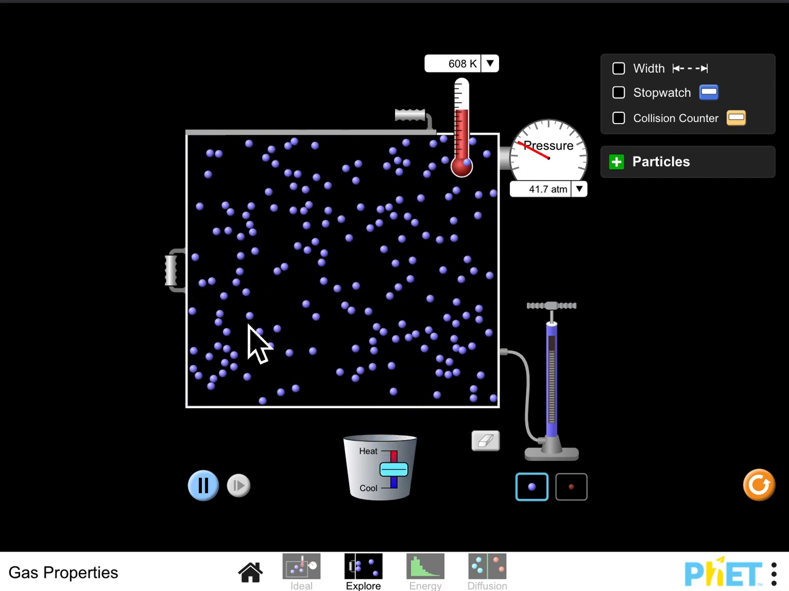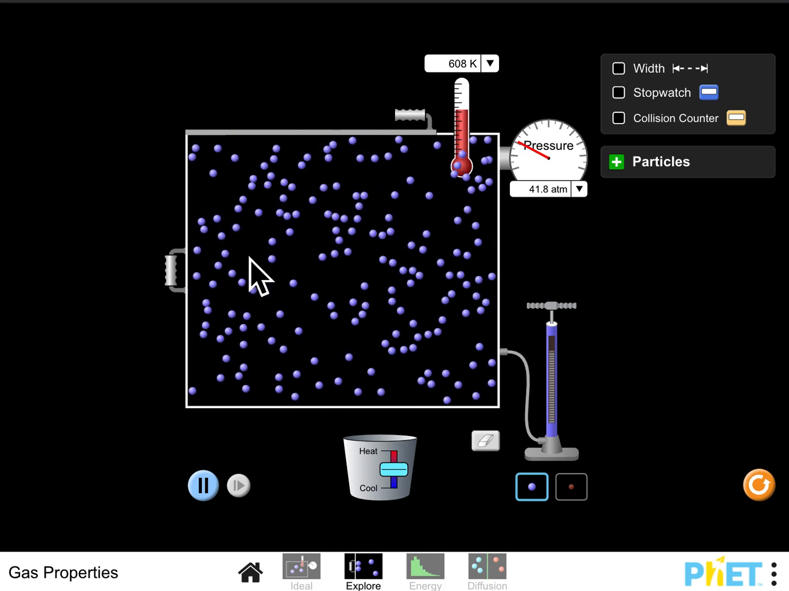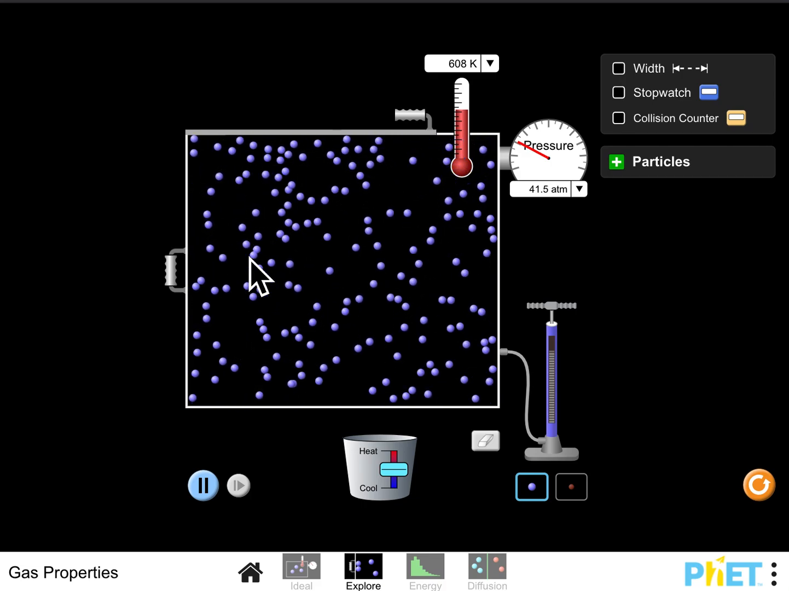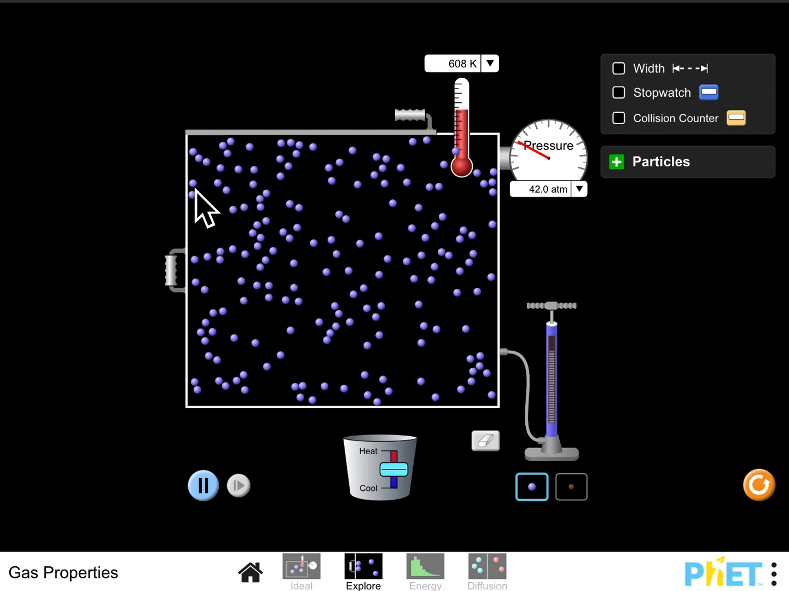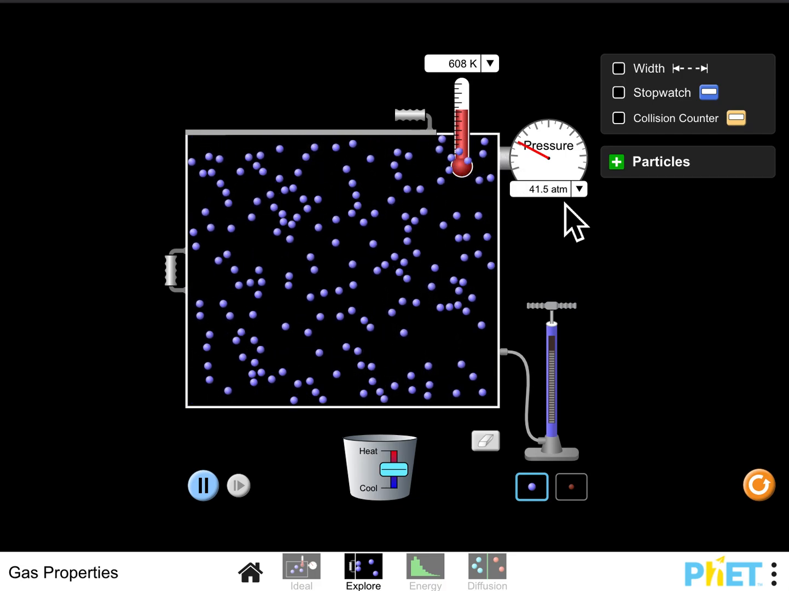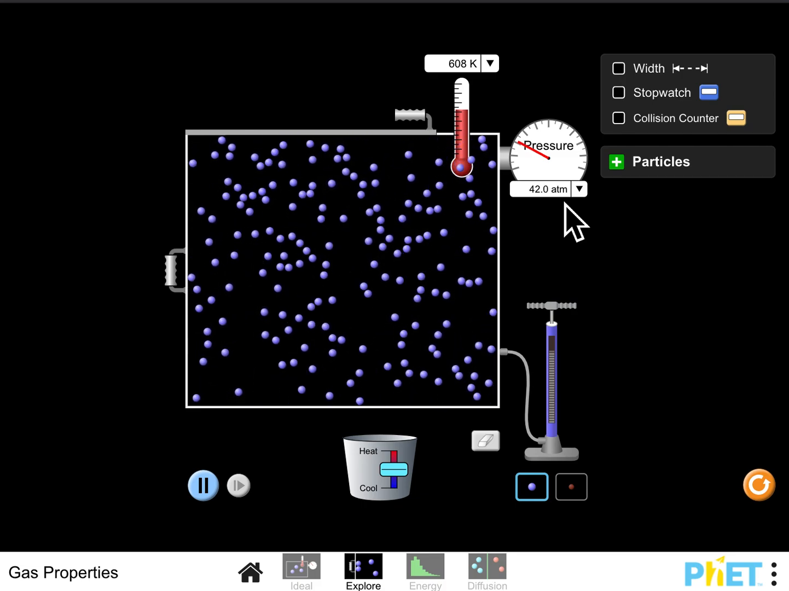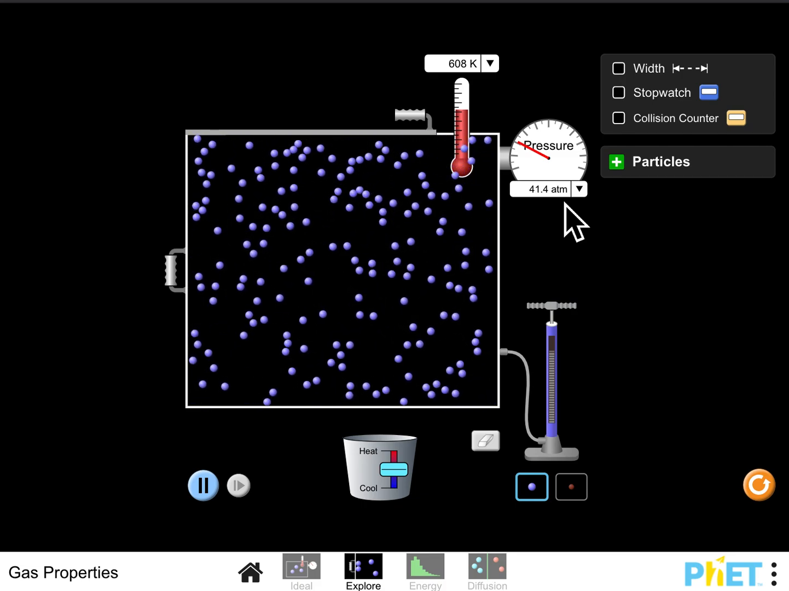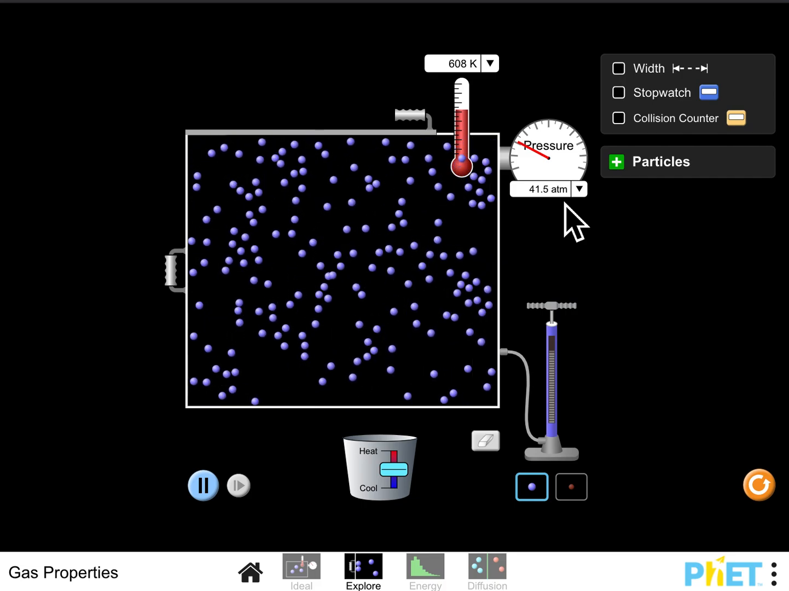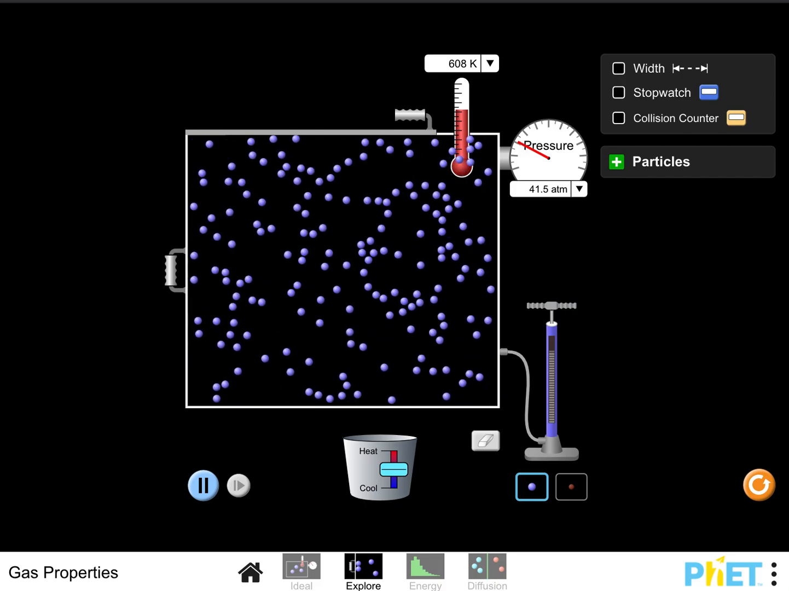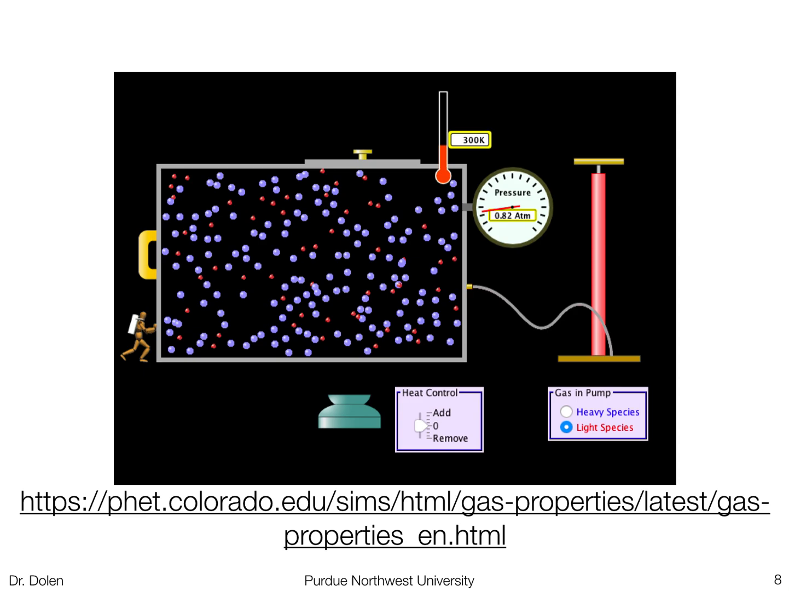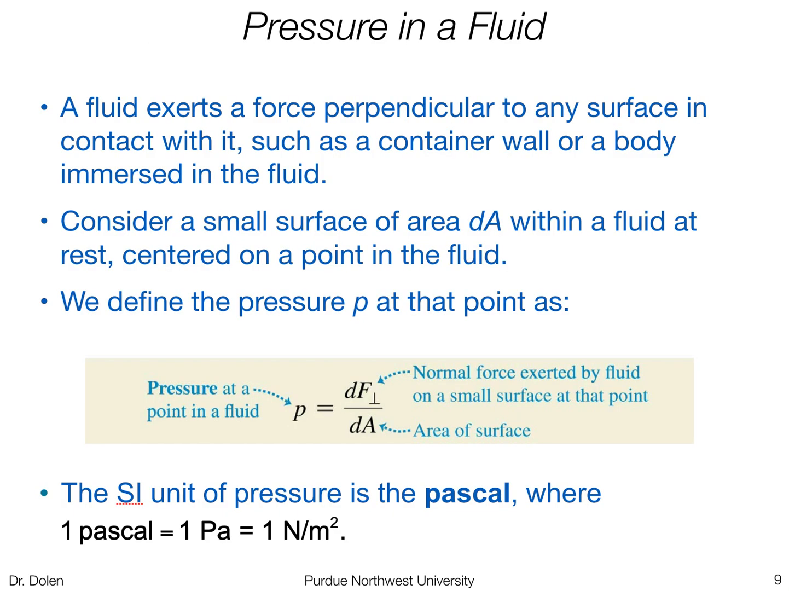I now have faster moving molecules that are hitting the wall, and therefore there's a bigger impulse on those molecules, and so there's a bigger force of those molecules on the wall, and I've increased the pressure inside this volume to 40 atmospheres. It was at 20 atmospheres before. So this can really be helpful for us in trying to understand pressure in fluids. Okay, so moving back to the slides.